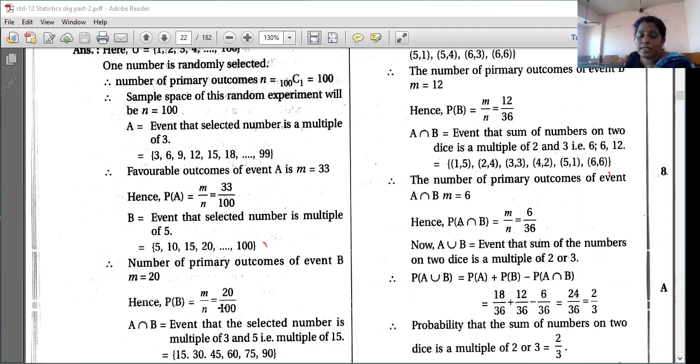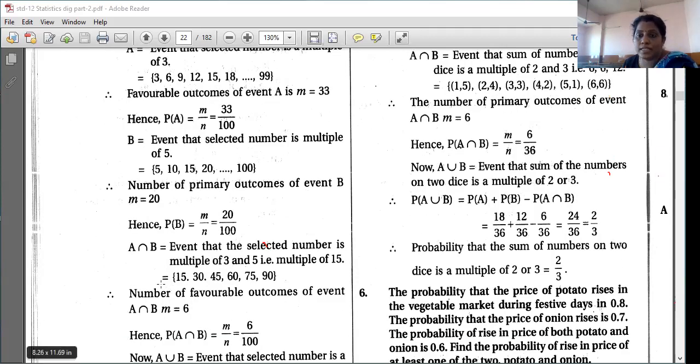Now, given that the selected number is a multiple of 5. So 5, 10, 15, 20 till 100. 100 is a multiple of 5. Okay, so now 100 divided by 5 comes to 20. So m is 20. I have explained in the previous video how you have to find this directly, without counting. So P of B equal to m upon n, that is 20 upon 100.